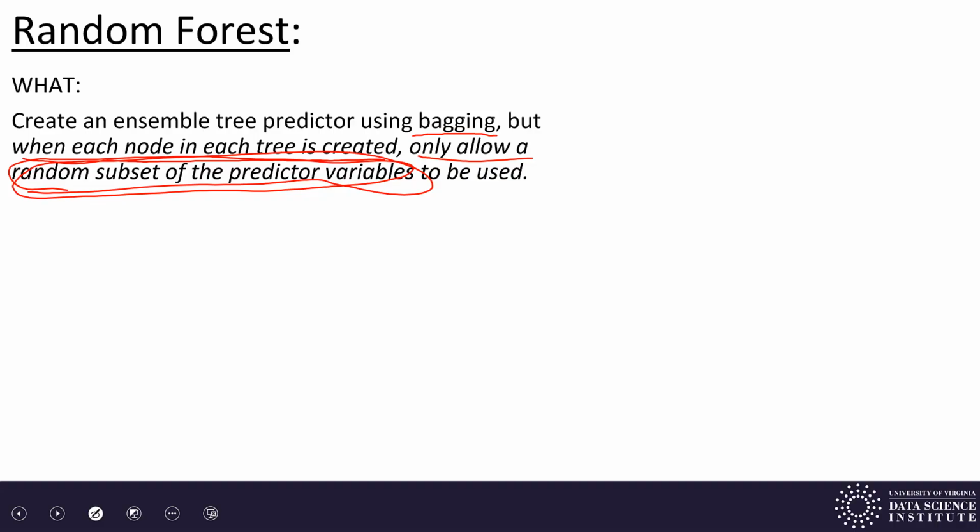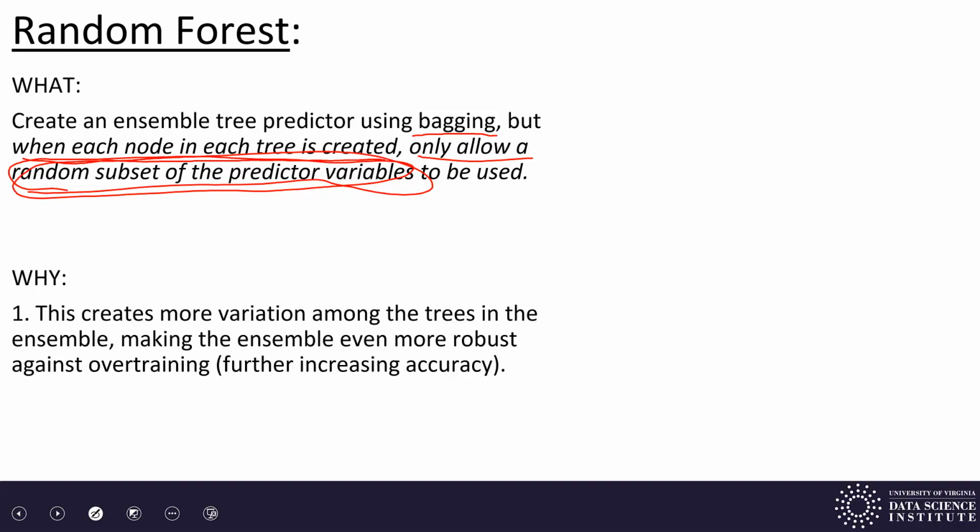This creates greater variety among the trees, or decorrelates the trees is another way to put it. And this gives us more robustness against overtraining, and it further increases accuracy. And so those are the things we're going to look at in this talk today.